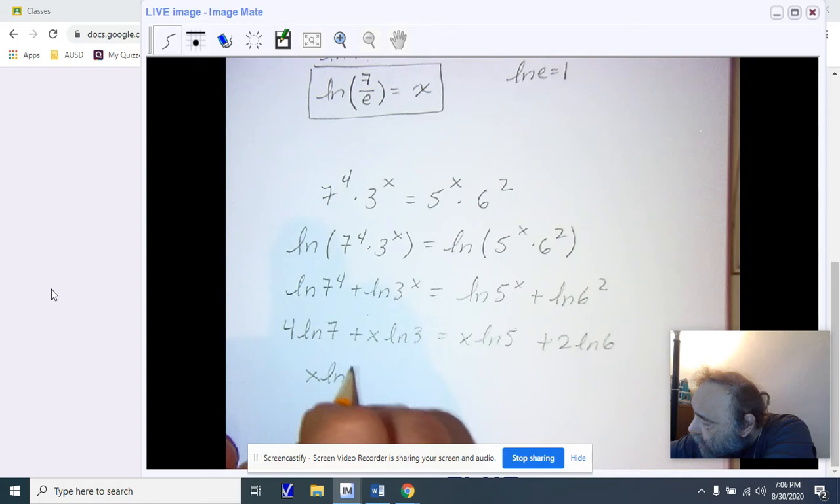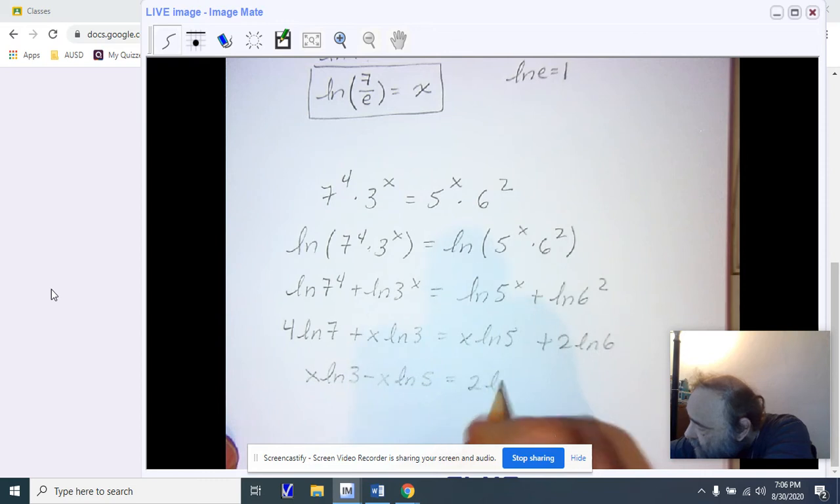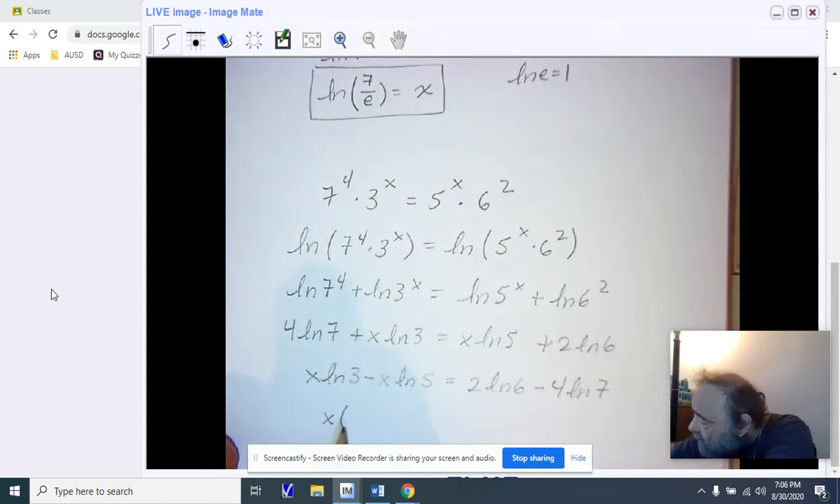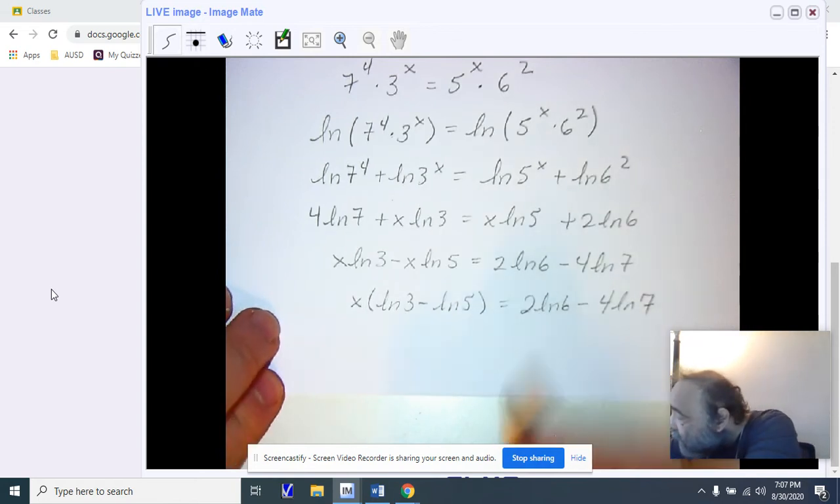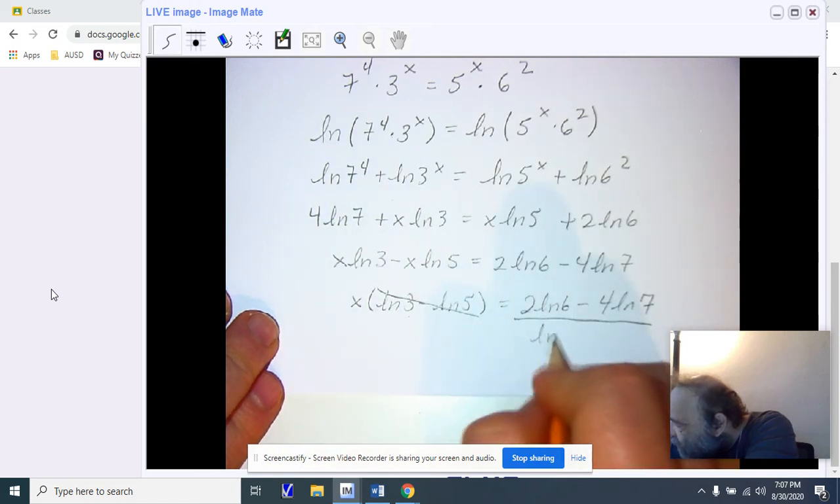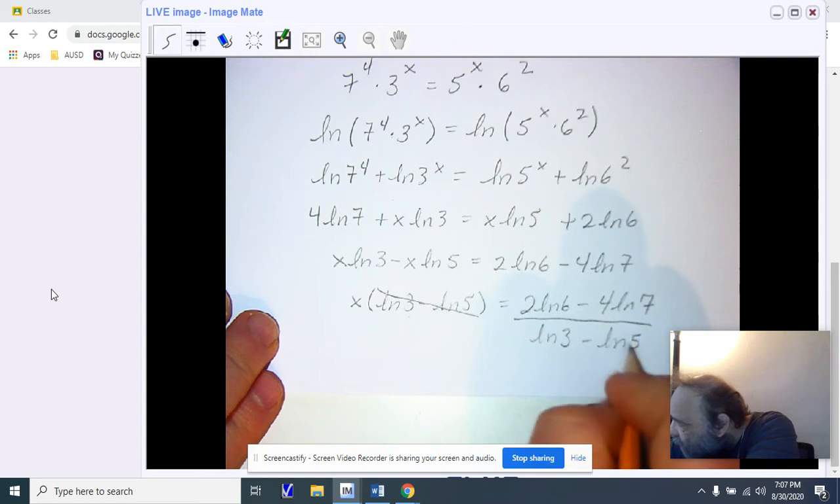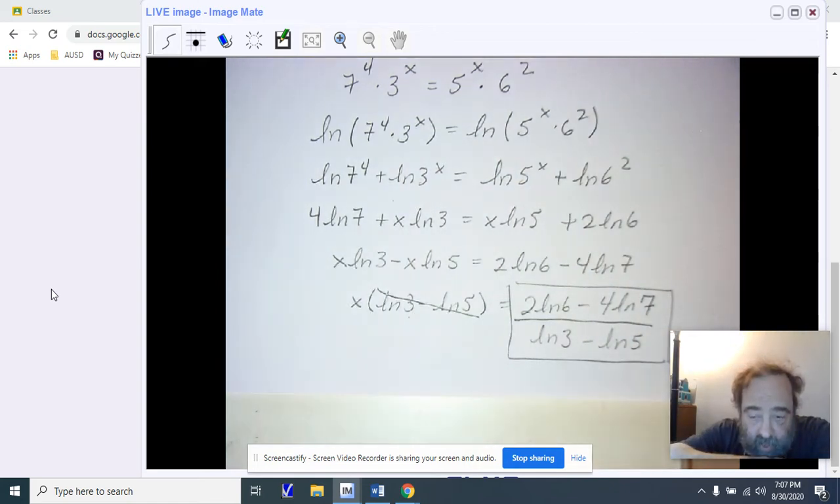So I have x natural log 3 minus x natural log 5 equals 2 natural log 6 minus 4 natural log 7. Factoring out my x, leaving me with the natural log of 3 minus the natural log of 5, having 2 natural log 6 minus 4 natural log 7. And I'm now just going to divide. So this denominator becomes this piece here and goes away. And I now have the natural log of 3 minus the natural log of 5. This is my solution. This is what we're looking for when we do these problems.